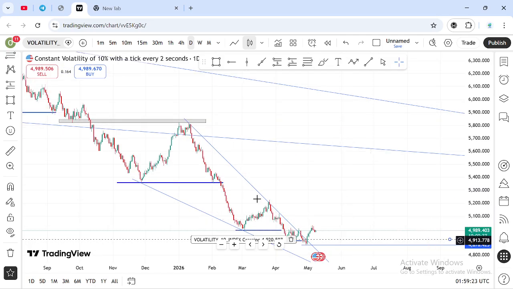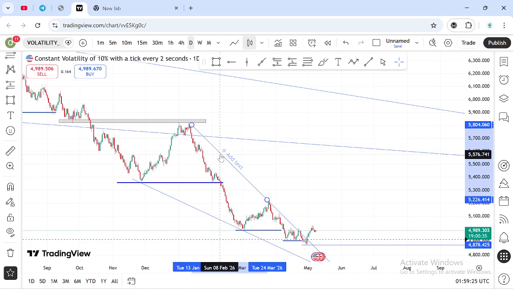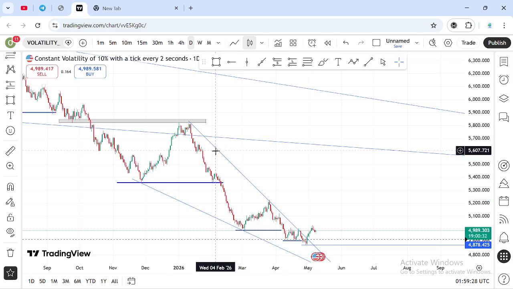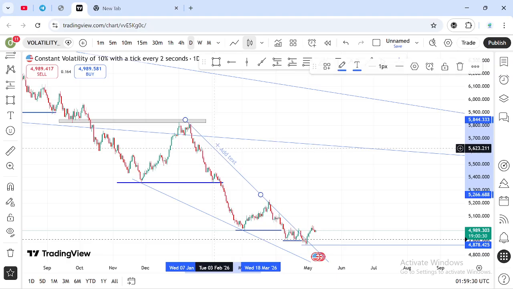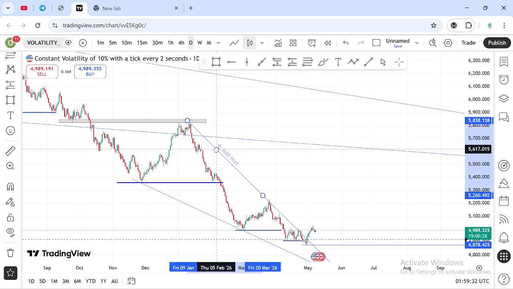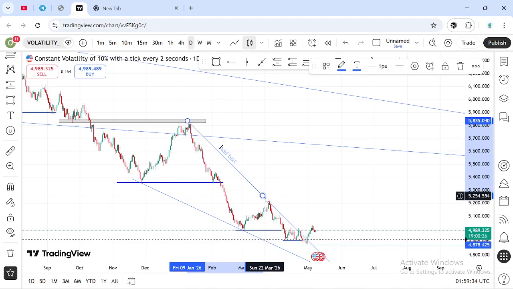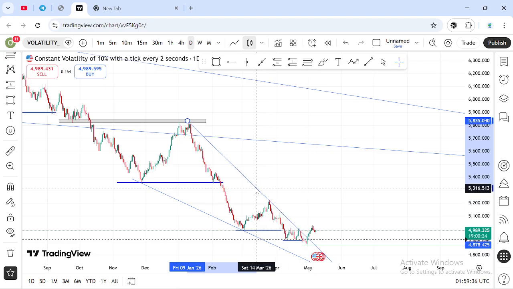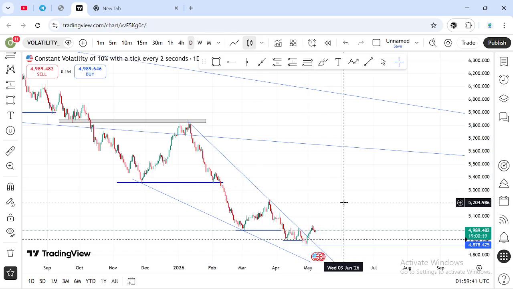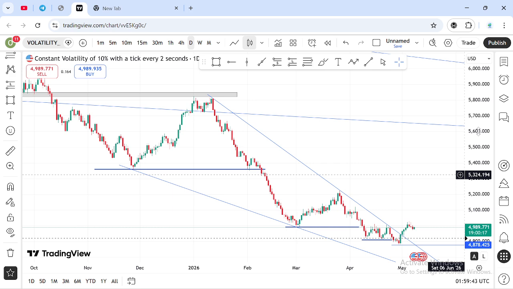So this low is going to be one zone we are going to be looking out for price to react from, either breaking it or retesting from that point. Okay, so this is very valid.